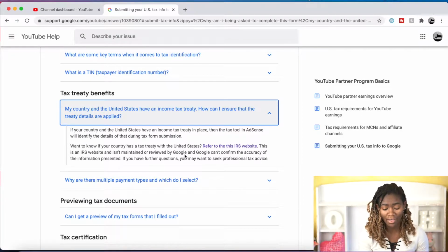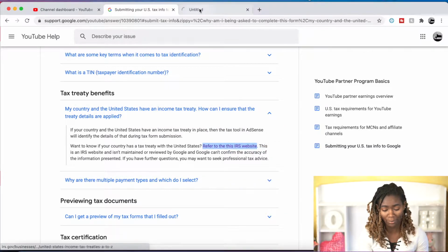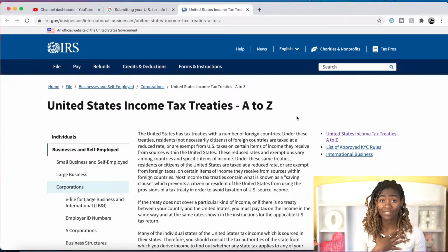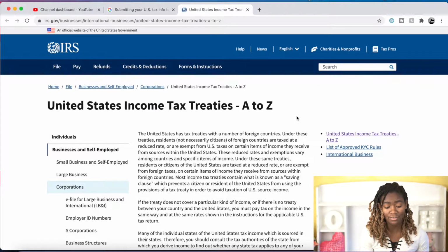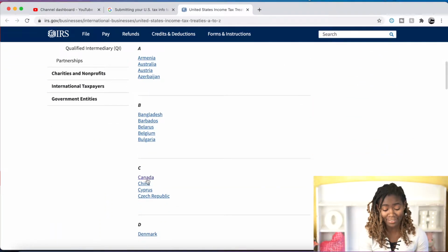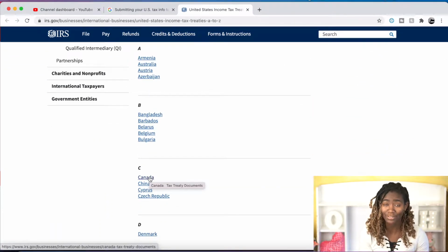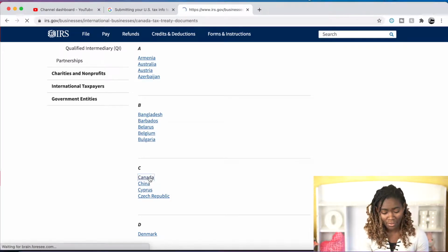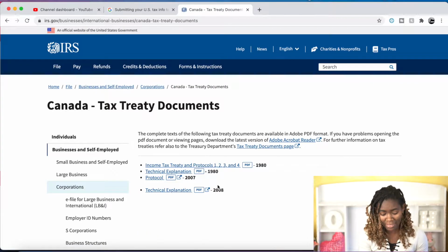So I clicked this website because I live in Canada, by the way, and it says United States income tax treaties listed from countries A to Z. So I scroll and I see that Canada is one of the countries, which is the country that I live in. So if I click Canada, it has these different links that I haven't clicked on yet.